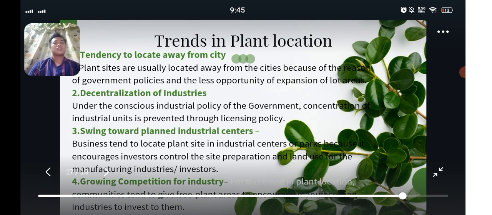Then the last one is growing competition for industry. Numerous local organizations make an effort to persuade potential promoters to locate their units in their areas, as industry creates employment or prospects for the local community. They offer a variety of incentives including affordable land and reduced local taxes. So that's all for trends in plant locations.